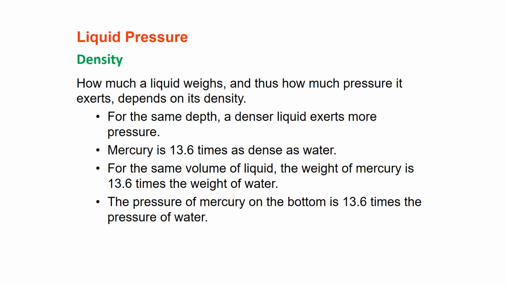How much a liquid weighs, and thus how much pressure it exerts, will depend on its density. For the same depth, a denser liquid will exert more pressure than a lighter one. For example, mercury is 13.6 times as dense as water. For the same volume of liquid, the weight of the mercury is 13.6 times the weight of water. Accordingly, the pressure of the mercury on the bottom is 13.6 times the pressure of water.